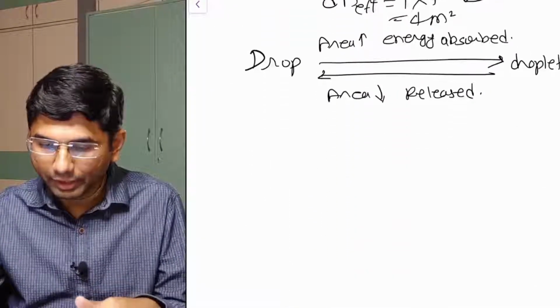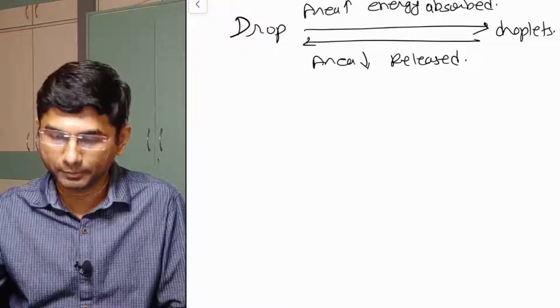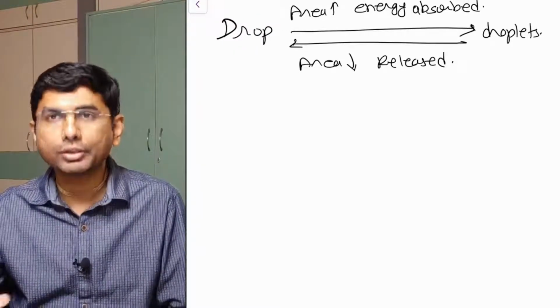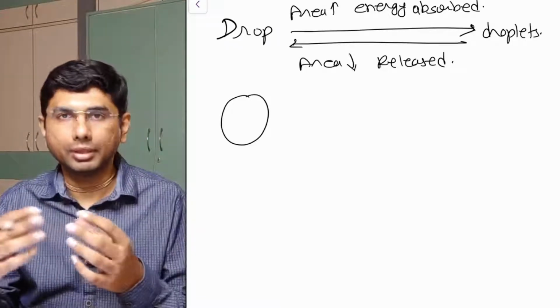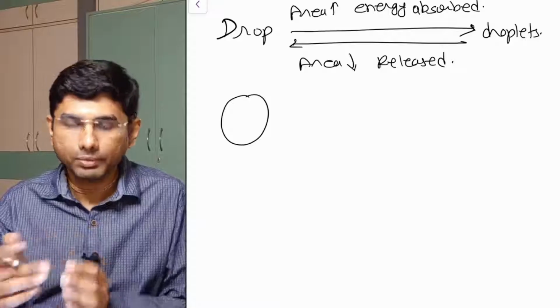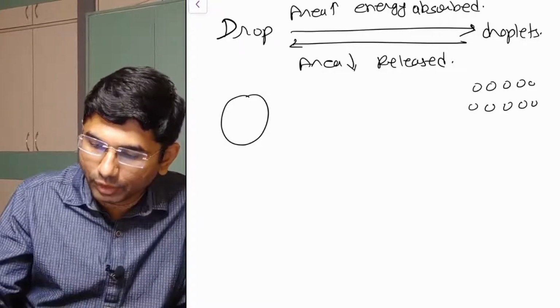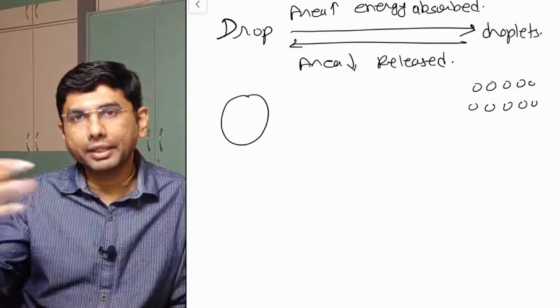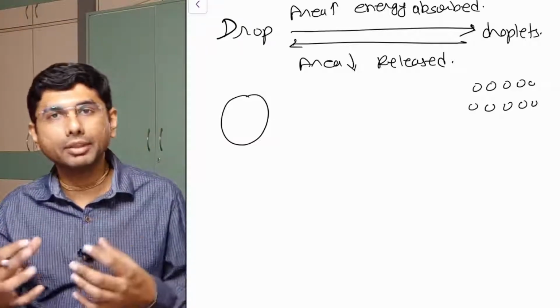Okay. The next part where the questions are being asked is the drop being converted into droplets. Now what are drops and droplets? A drop is a little bit bigger, and it can be formed into many small droplets. Initially I am having a big drop. The drop is spherical, droplets are also spherical. Both of them have surface tension.